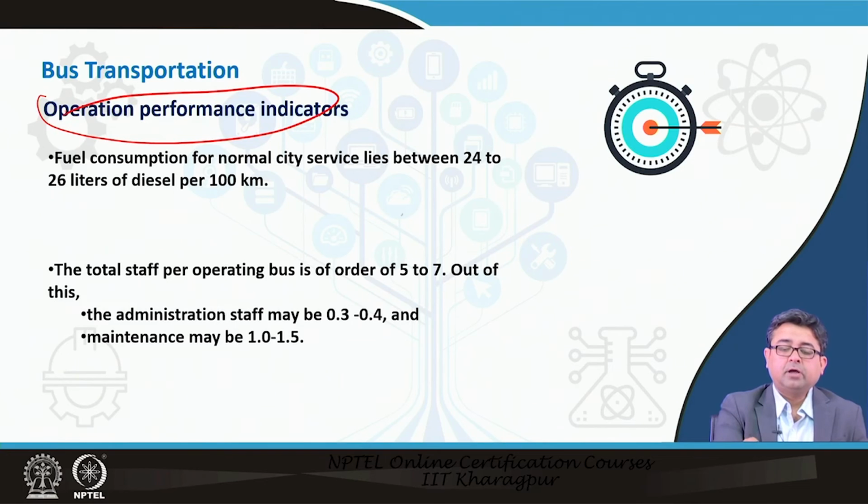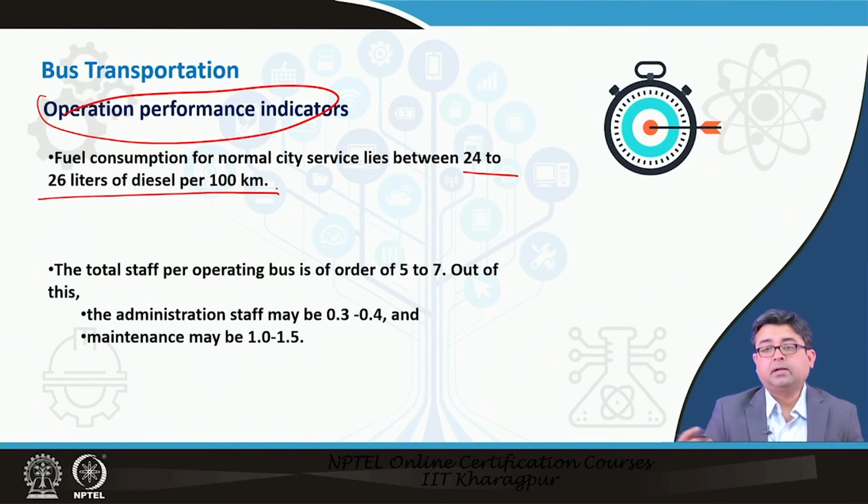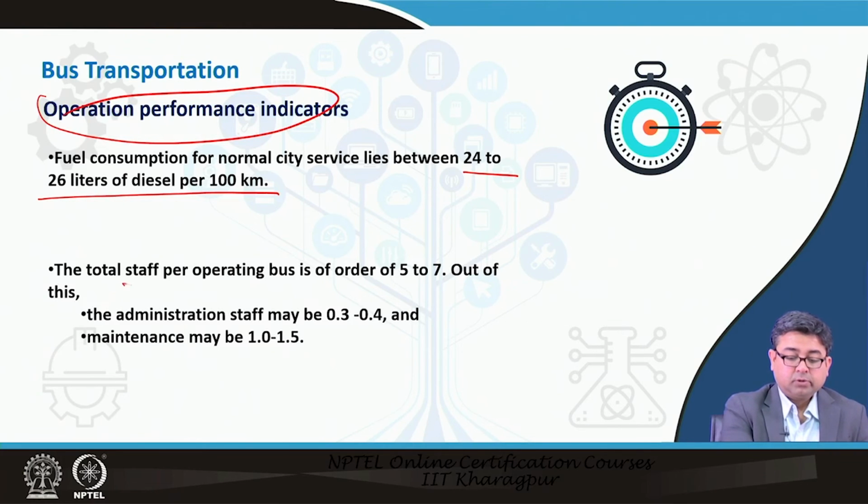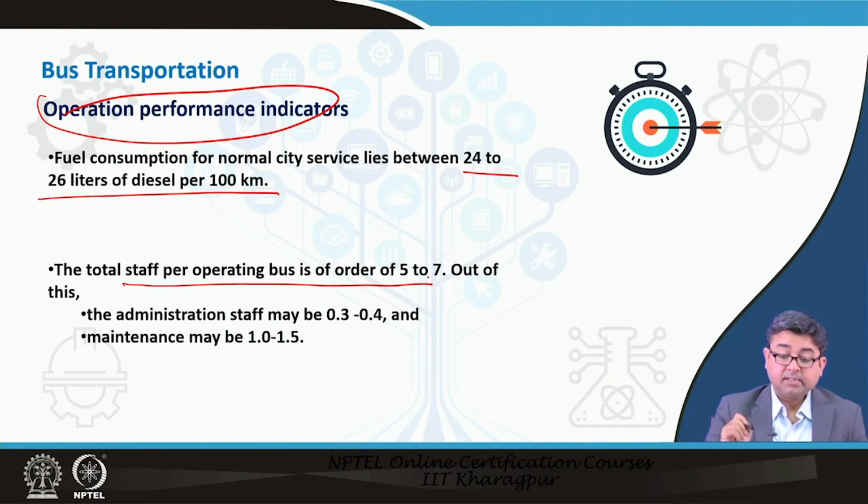Fuel consumption for a normal city lies between 24 to 26 liters of diesel per 100 kilometers. Again, you can set your own consumption limits, but this is based on data collected from several cities. Then there is total staff per operating bus. This is a very important ratio, because you have a lot of people involved in operating a bus system.